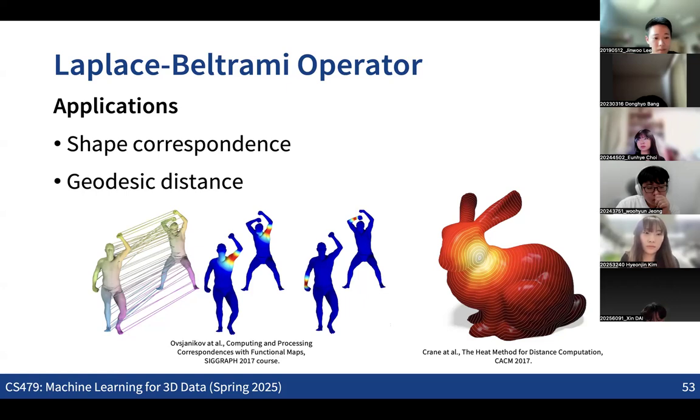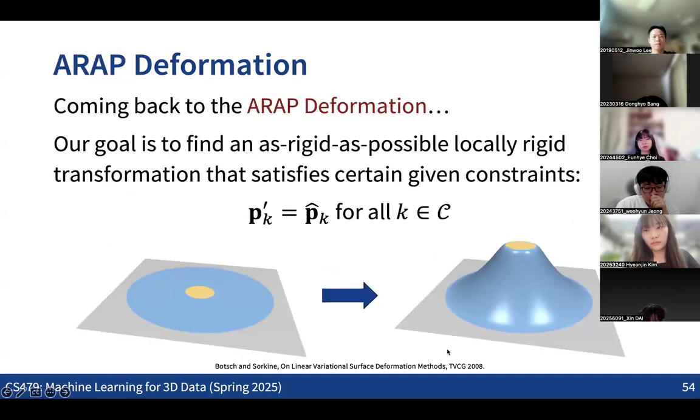So the basic idea is that the weights we are using to compute the optimal rotation in the deformation are basically coming from the idea of the Laplacian operator. So that's the basic idea. Based on all those basic ideas, coming back to the deformation, our goal was to find a deformation that is as locally rigid as possible while satisfying the given constraints, right?